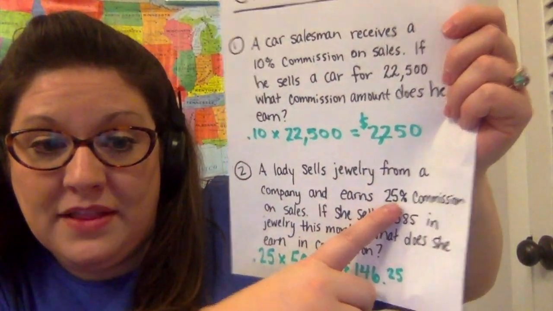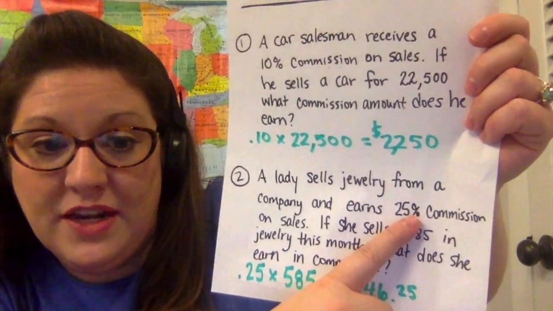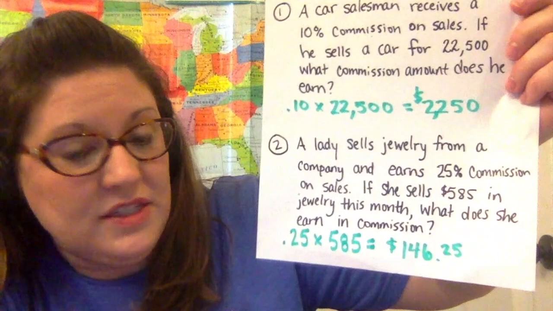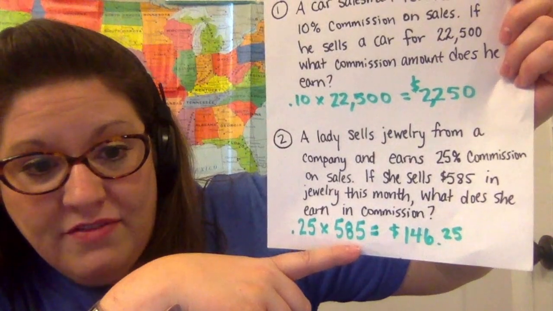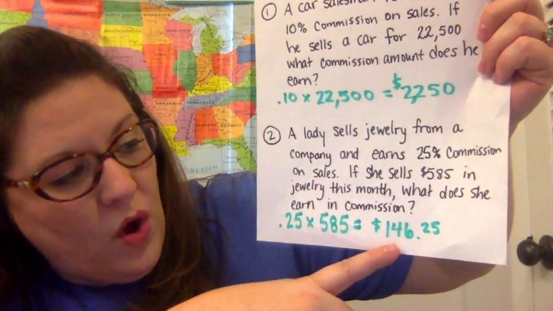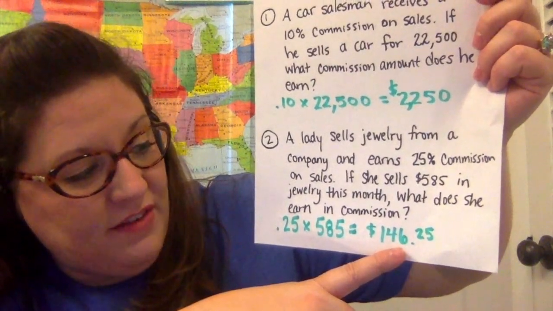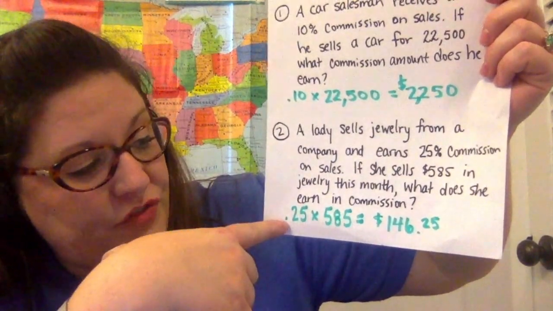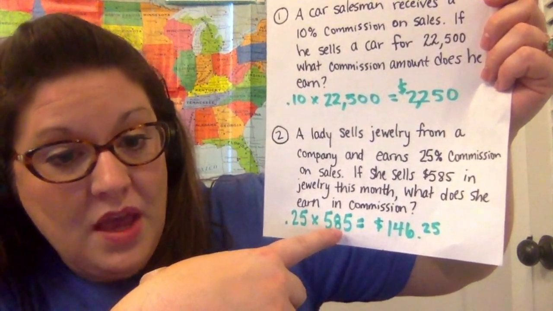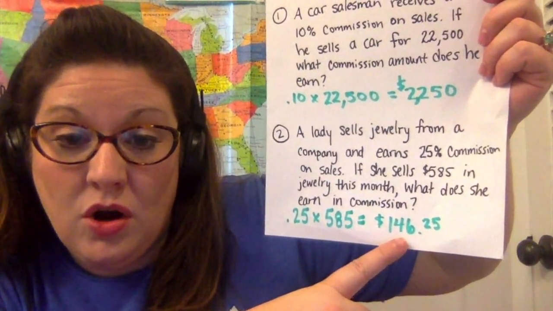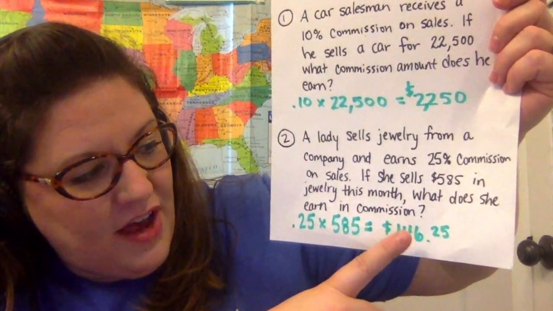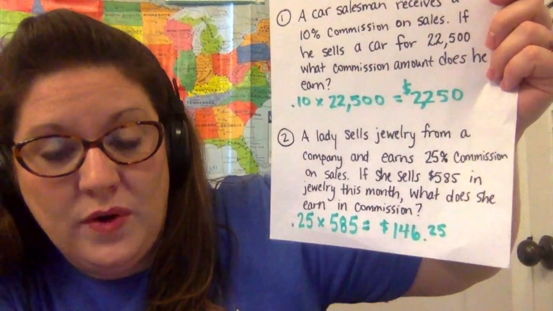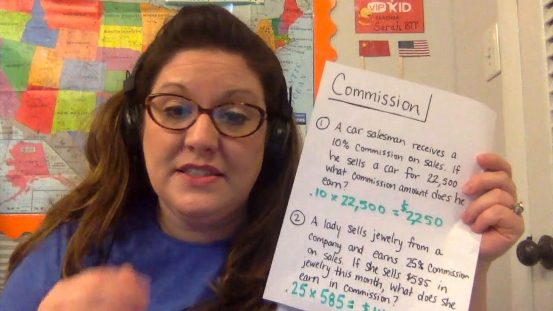Well, again, we're talking about this percent. We're going to convert it to a decimal, move the decimal 2 places left. That is 0.25. So 25% times the total 585, we get a commission amount of $146.25. Again, we just multiplied the decimal, 0.25 times 585, the total. So her commission, or the amount she'll earn based upon her jewelry sales, is 25% of 585, which is $146.25. So this is how we calculate commission. It's a very simple multiplication with decimals.